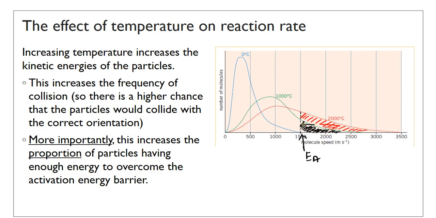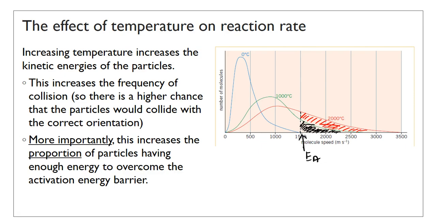The reason why we use proportion is because we're talking about the portion of the area that is increased. It's not wrong to say number, but it's not the best word to use in this situation. You're trying to explain that the percentage of this curve that is now on the right side of activation energy has increased. So proportion is the word that we use most of the time. So this increases the proportion of particles having enough energy to overcome the activation energy barrier.